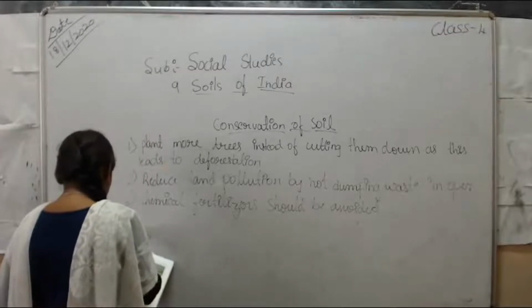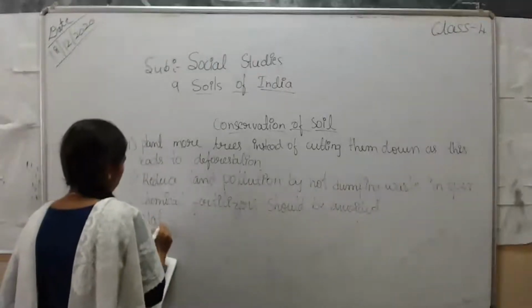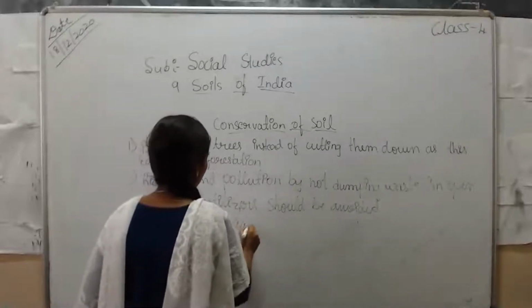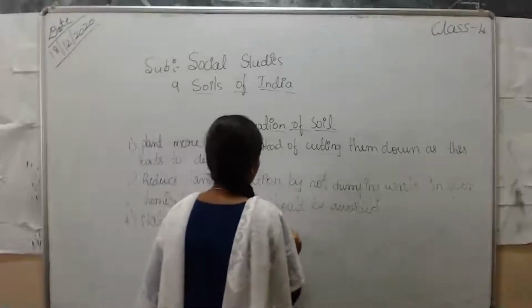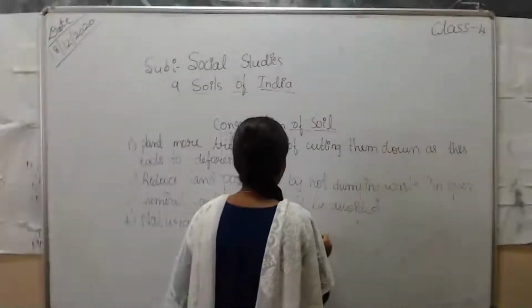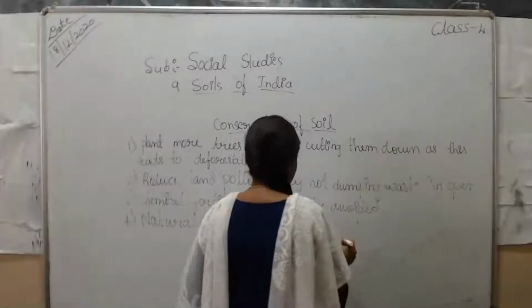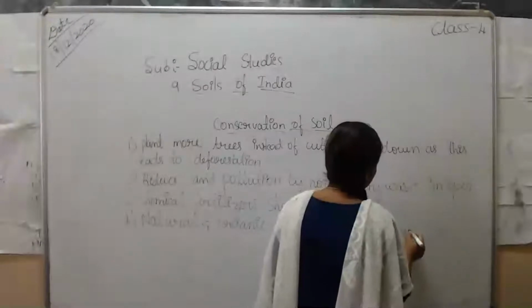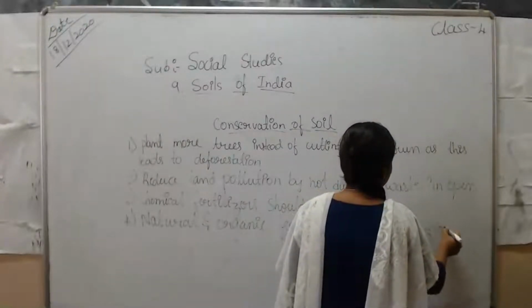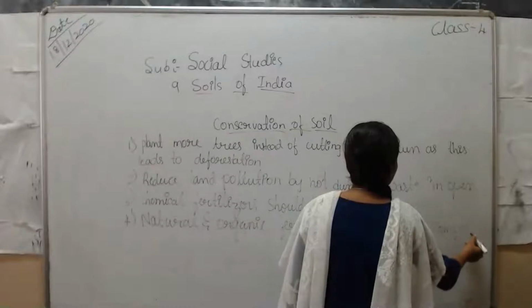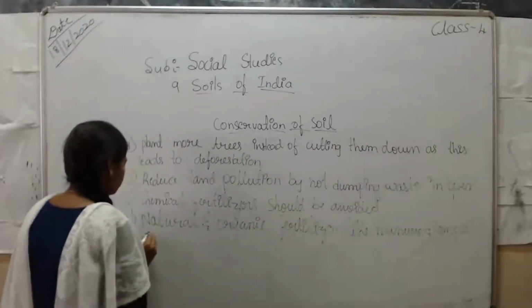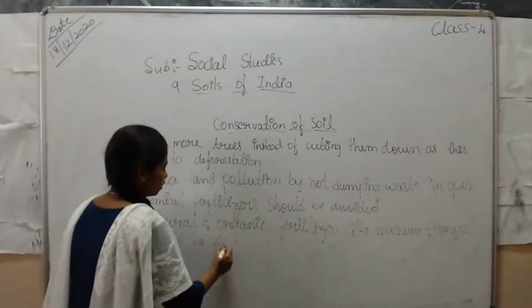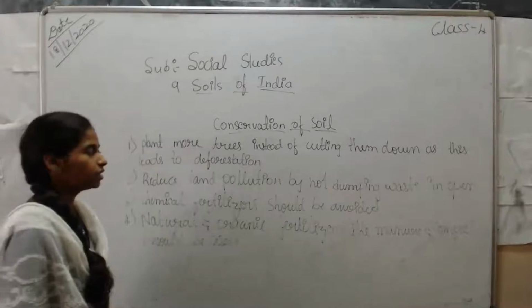Then the fourth one, natural and organic fertilizers, like manure and compost, should be used. Then only we can conserve the soil.